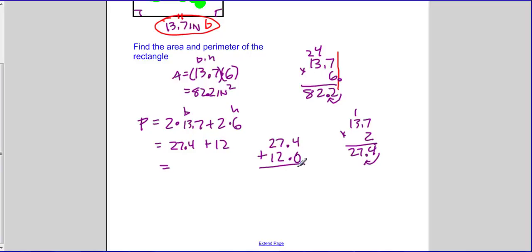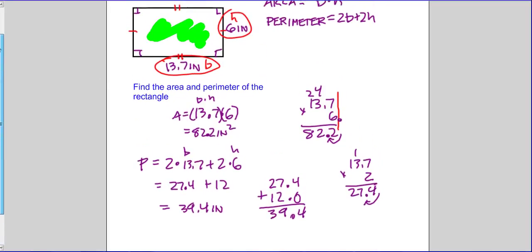I'm going to add a 0 here. Now it's like 274 plus 120. So I get 39.4 inches as my perimeter.